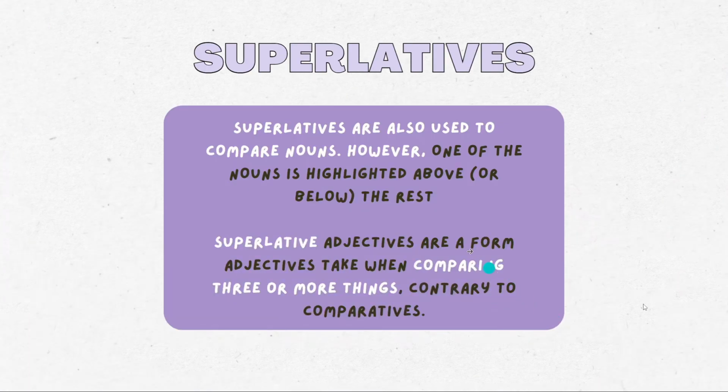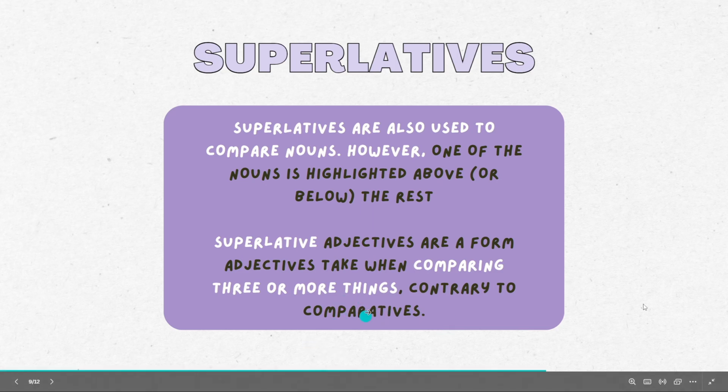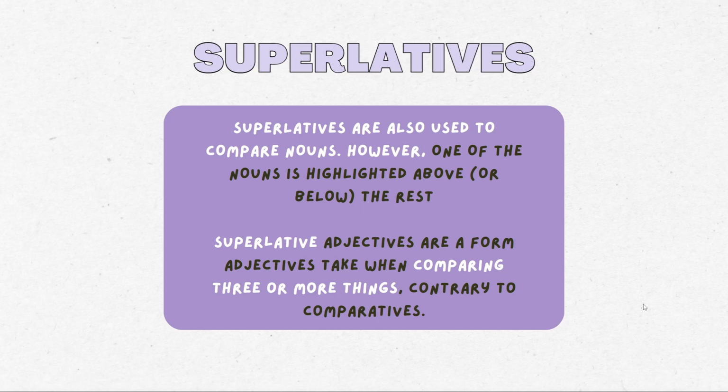Now the superlatives. Superlatives are also used to compare nouns. However, one of the nouns is highlighted above or below the rest. Superlative adjectives are formed when comparing three or more things, contrary to comparatives. Let's remember that in comparatives we only compare two items, even if they are plural. But in superlatives, you're going to compare three or more things.